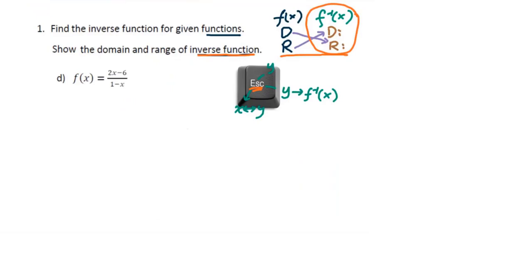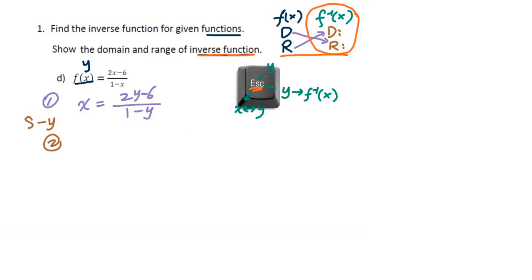Now let's go to D. f(x) equals (2x minus 6) over (1 minus x). Exchange x and y. So we got x equals (2y minus 6) over (1 minus y). The second step is solve for y.